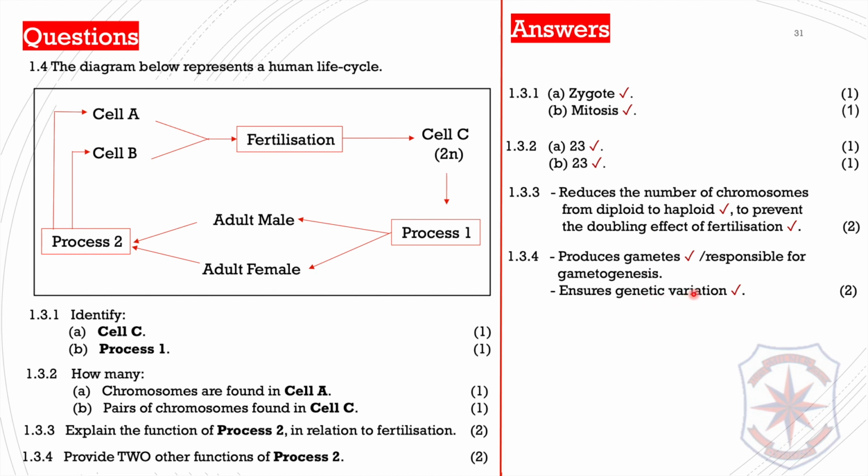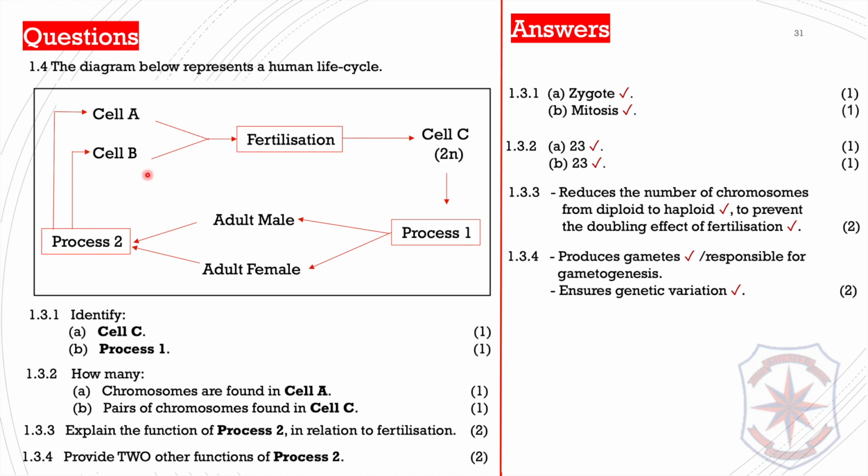It ensures genetic variation. It ensures that all the sperm cells that it produces every single day are genetically different from each other, and all the ova that are produced every 28 days are different from the ovum that was produced in the 28 days before that.